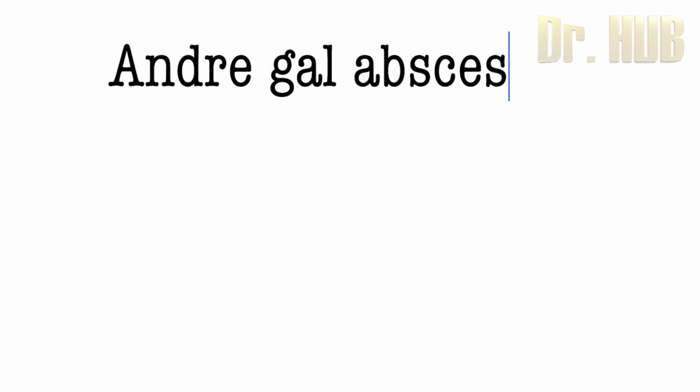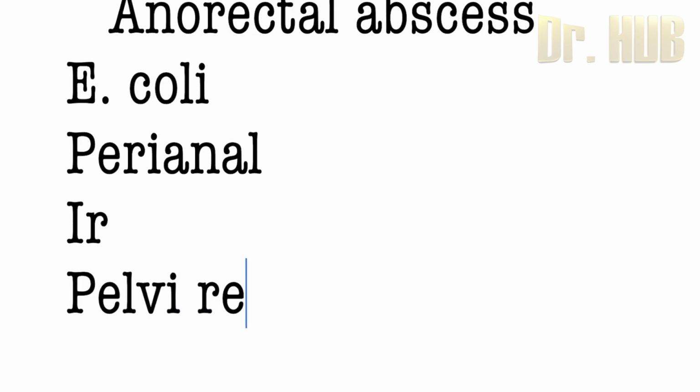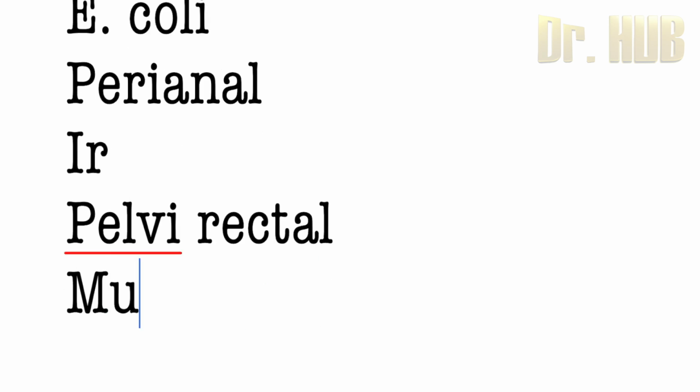Anorectal abscess. The most common organisms involved in the anorectal abscess are E. coli as well as the Bacteroides. The types of anorectal abscess as per frequency: first one will be the perianal, which is the very most common. Then comes the ischiorectal, then the ischiosphincteric, the pelvirectal, and lastly the submucosal.